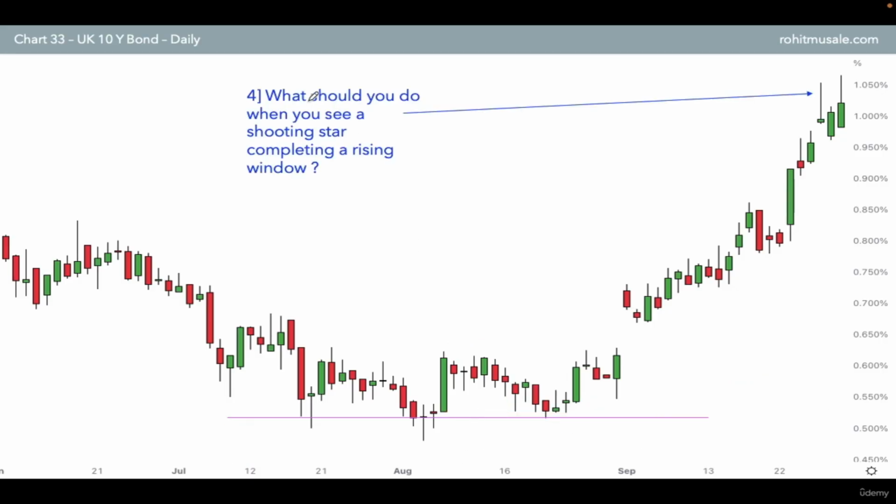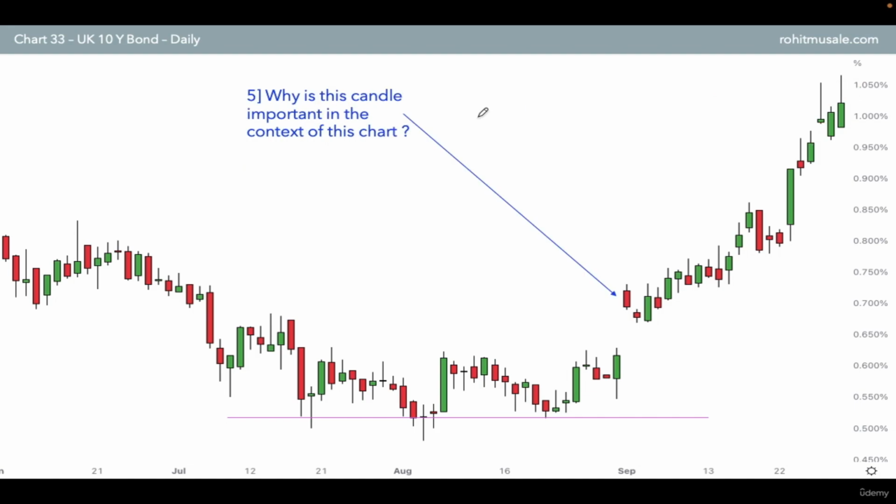Number 4, what should you do when you see a shooting star completing a rising window? Again, this is a big question. When a shooting star completes a rising window, it means that you have a support area here and a resistance area here. So the price is likely to get sandwiched between the 2 levels. So what should you do? You should do nothing, because the price is most likely to get sandwiched, and look what happened on these two candles. Of course, the price is sandwiched between the two levels, the resistance and the support.